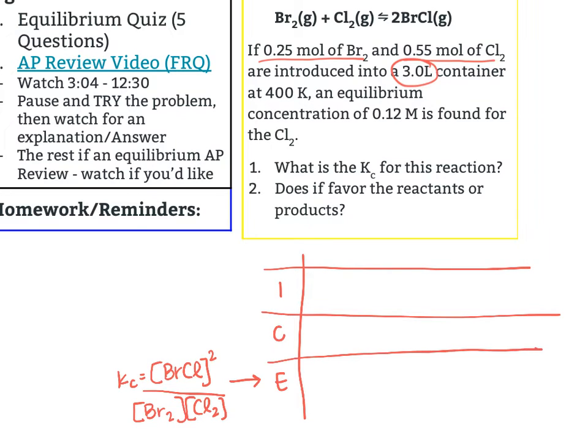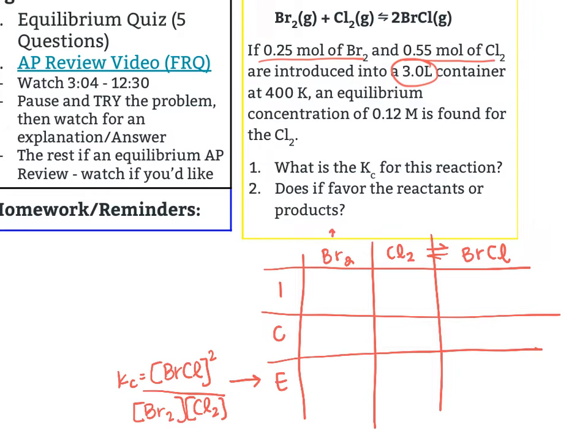From here, I'm going to put my equation in. So I've got Br2, Cl2, and I like to put in my arrows just to show me what my reactants are, what my products are, and then BrCl. So the first thing I'm going to do is with my initial amounts, I'm going to find concentrations.